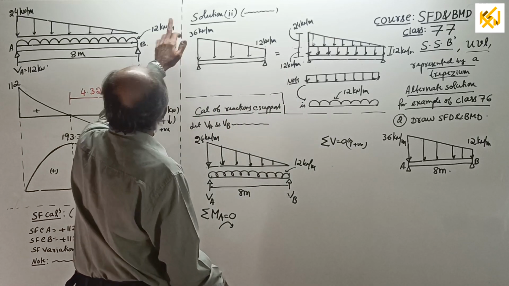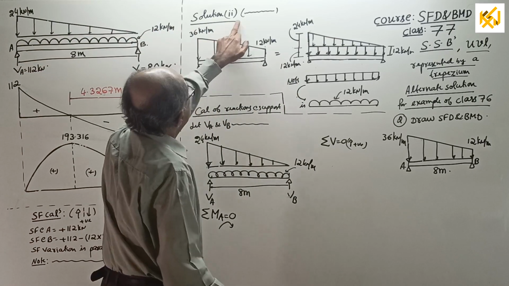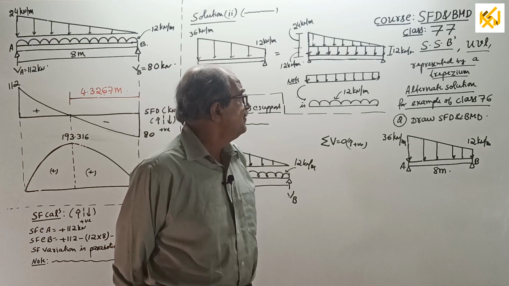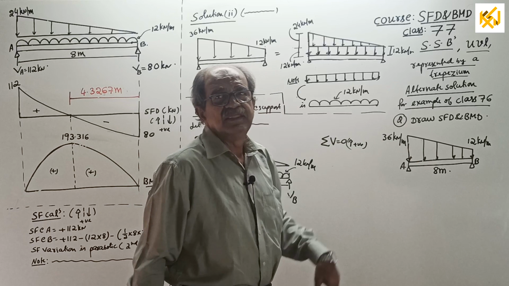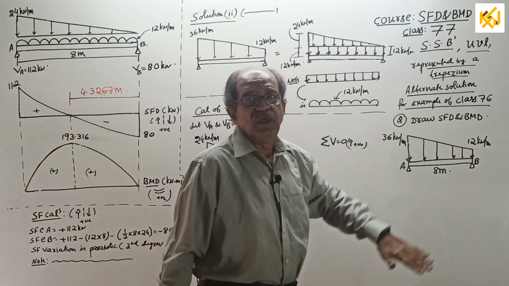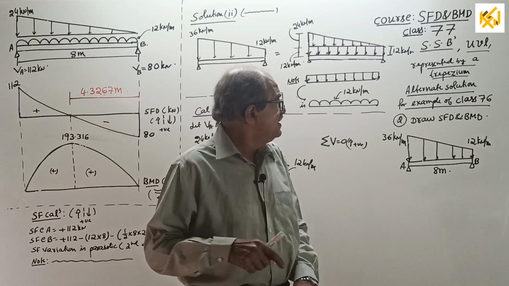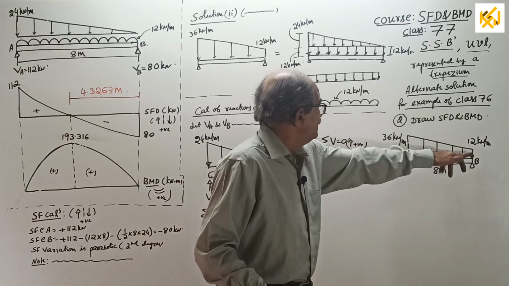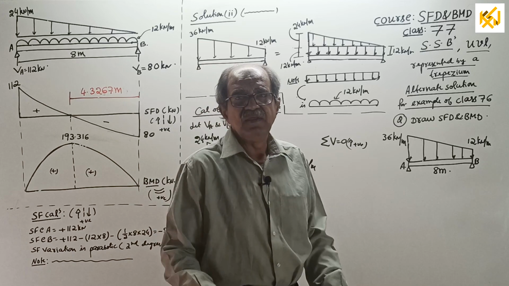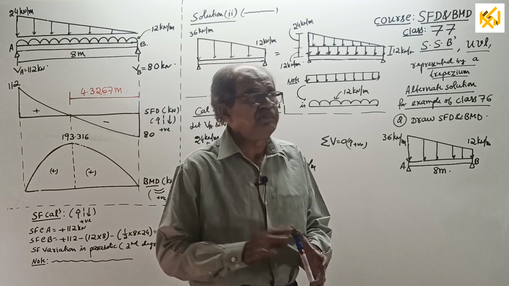Solution 2. You write here. Alternate solution. Here what you will do is, instead of considering the trapezium from A to B, as the load is given here, we will change the loading pattern. That is, we will divide into two parts, one rectangle and one triangle. That already you know it, but write it on the safer side.